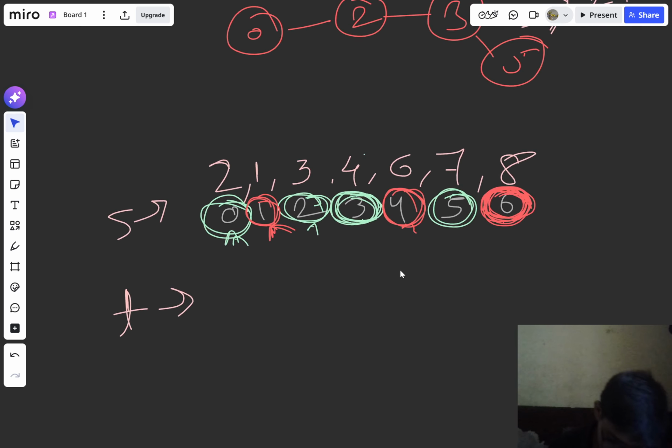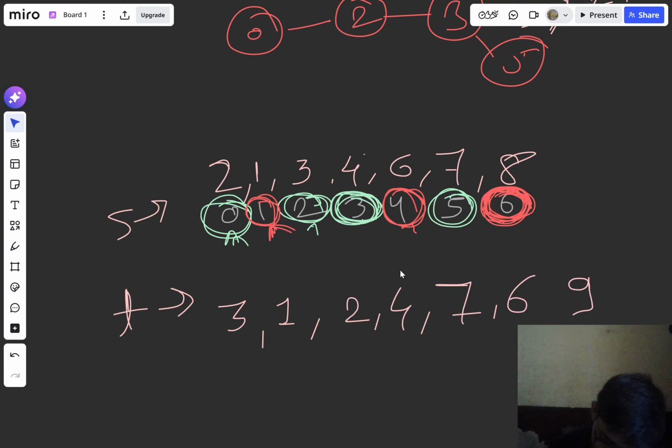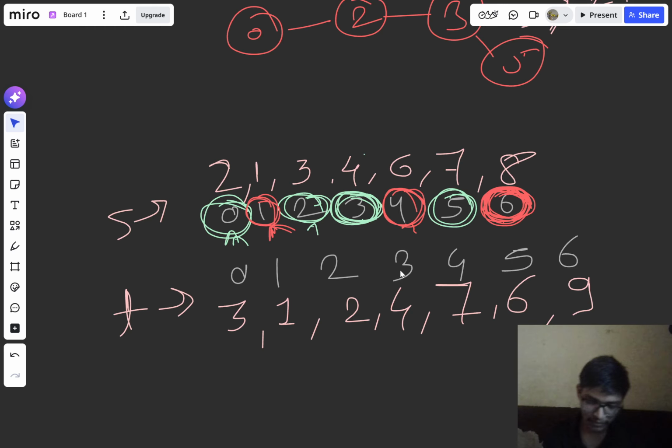So let's say 2 1 3 4, or this is 3 1 2 4. We can take any of them, 7 6 and 9. So this is our target array. I will mark these indices: 0 1 2 3 4 5 and 6. Now these are the indices which we can mark.